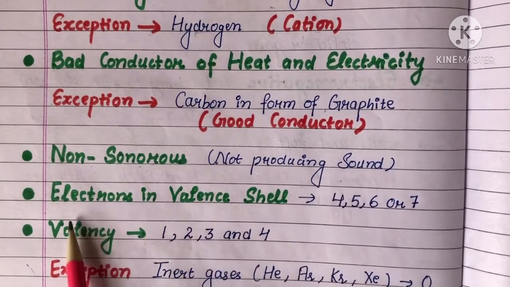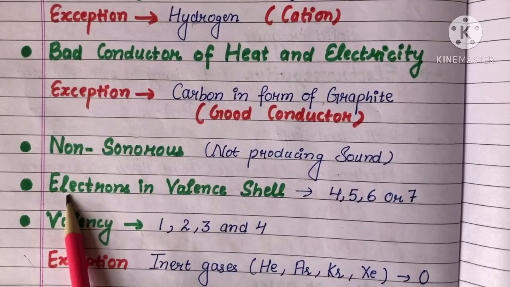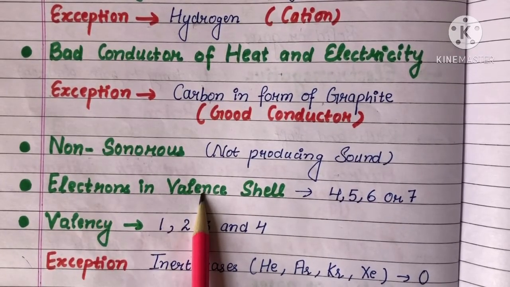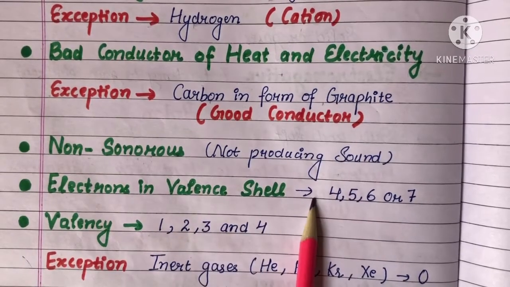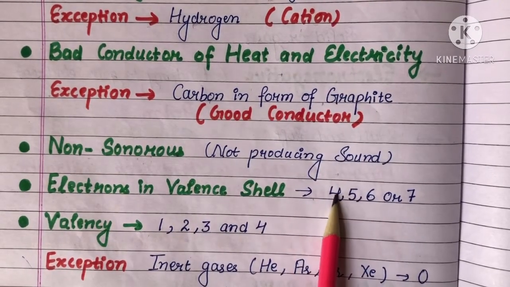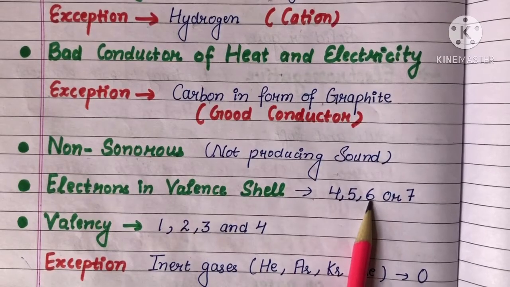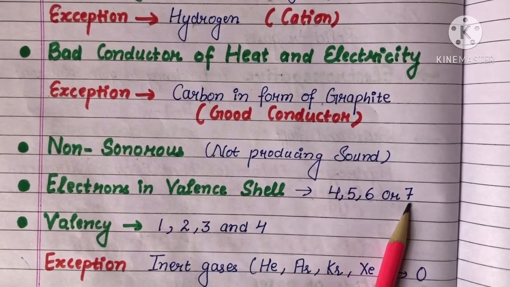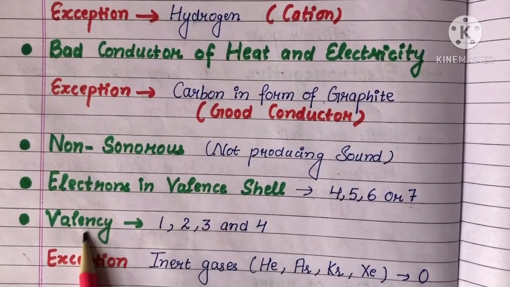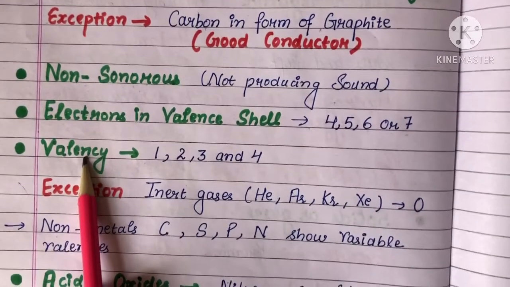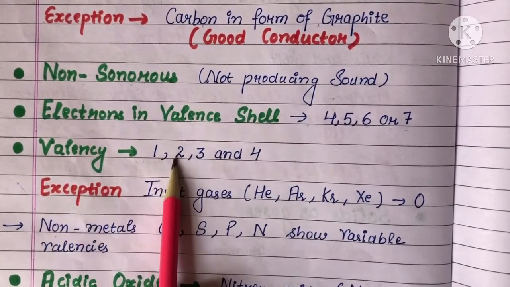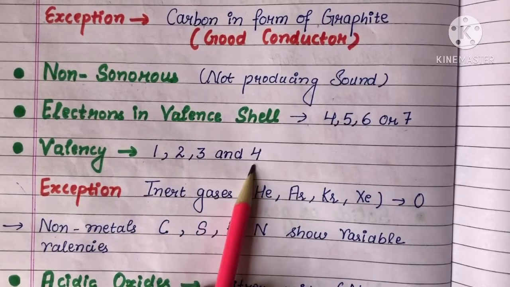Next property is electrons in the valence shell, or you can say electrons in the outermost shell. In case of non-metals, there are 4, 5, 6 or 7 electrons in the outermost shell, or the valence shell. Next one is the valency. So non-metals mainly show the valencies 1, 2, 3 and 4.